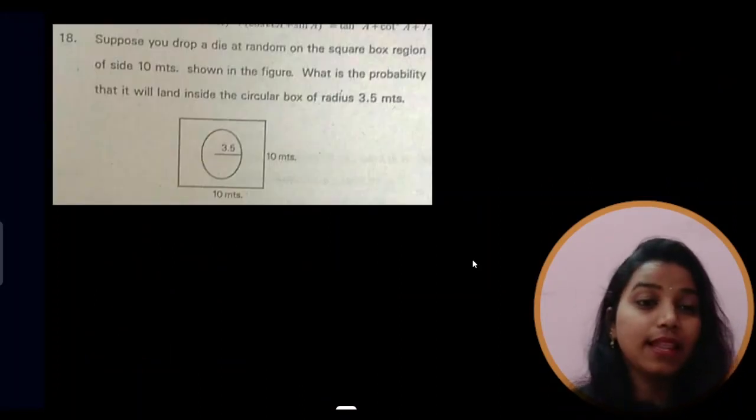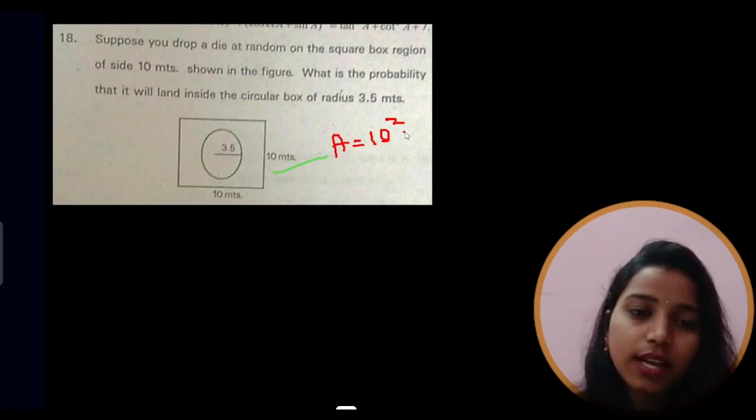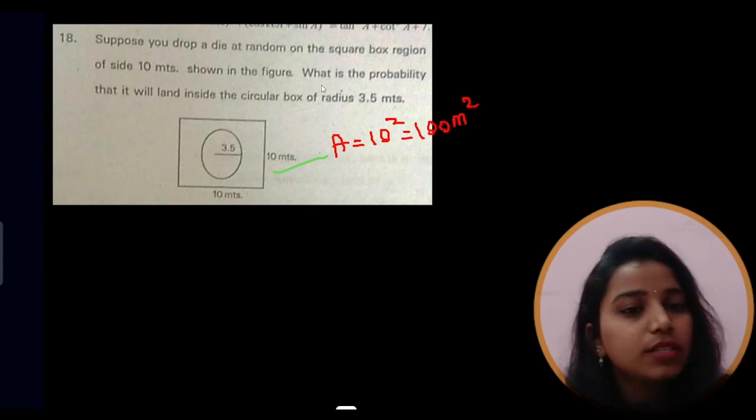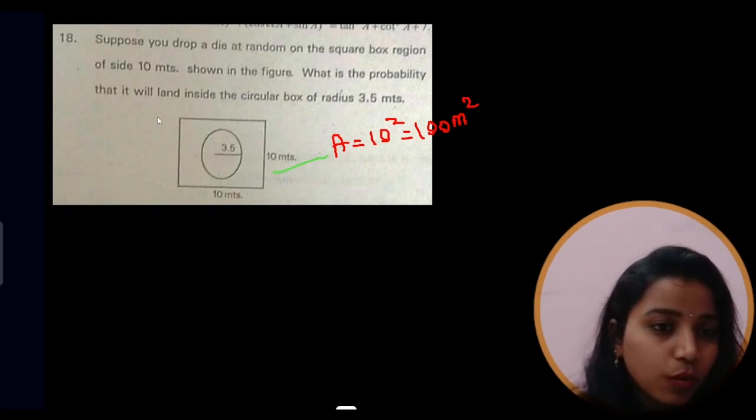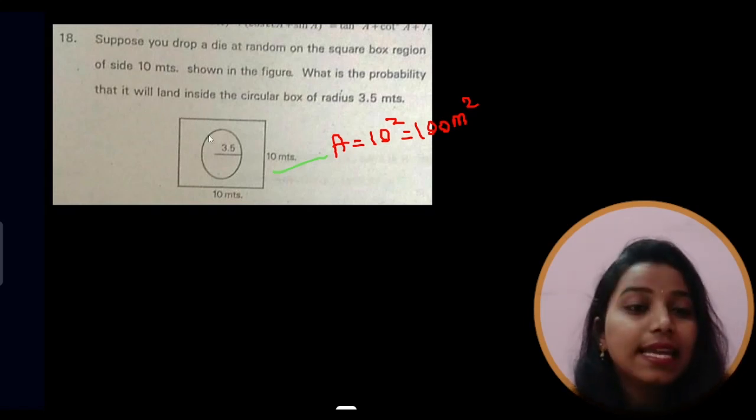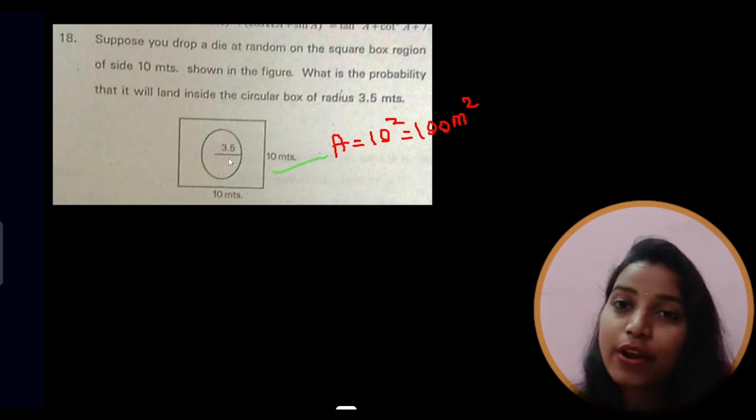Next question. Last question. Suppose you drop a die at random on a square box region of side 10 meters. So here the square box region is 10 meters. So its area will be, what is the area? The square box area is 10 into 10, right? 10 square, that is nothing but 100 square meters. Fine. And what is the probability that it will land inside the circular box of radius 3.5 meters?